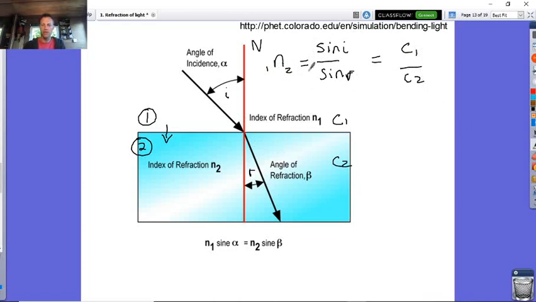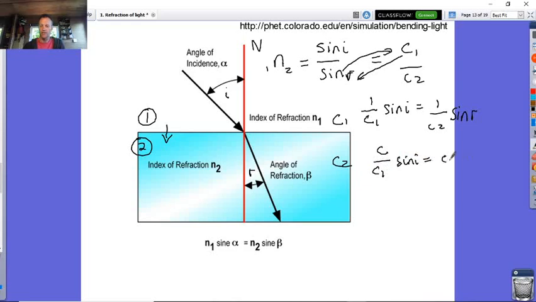Well, I'm going to now use this equation here. There's a bit of fiddling around. I can take 1 over c1, so I'm bringing the c1 down here, then that's going to be sine i. Then take that up there, isn't that going to be 1 over c2, and that's going to be sine r. All I've done is taken that one over there and that one over here. Then I'm going to simply multiply it all the way through by c. c over c1 sine i equals c over c2 sine r. Now, why have I done that?